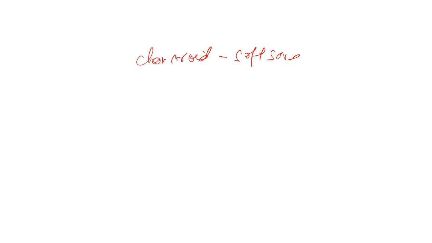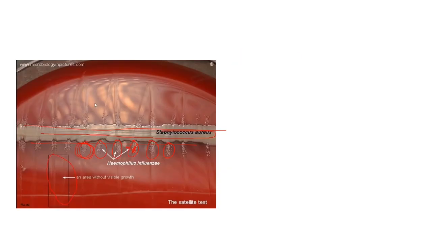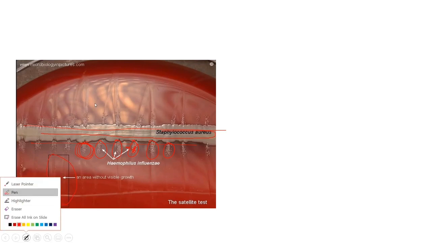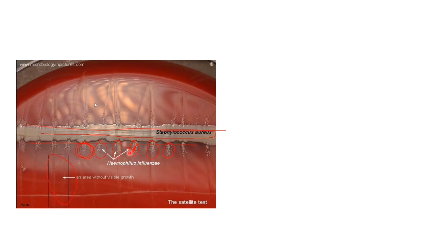Now Haemophilus influenzae. There are two types, capsulated and non-capsulated. Capsulated causes invasive diseases like meningitis and epiglottitis. Non-capsulated causes non-invasive diseases like otitis media, sinusitis, and lower respiratory tract infection. Then Haemophilus influenzae shows something known as satellitism. We showed you the picture of satellitism. You have to remember this. It might come in your NBE exam, that is your NEET MDS. This is the Staphylococcus aureus and this is the Haemophilus influenzae.